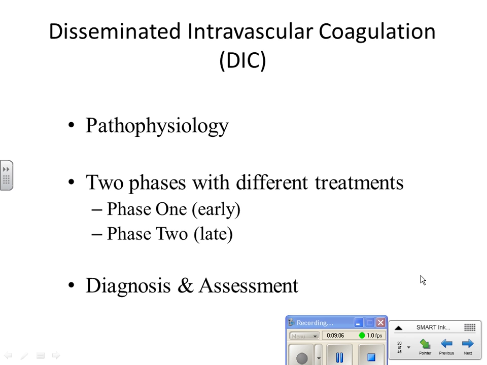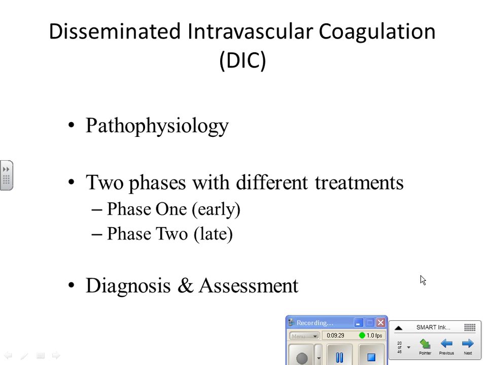So in those early stages of DIC, you're going to see an elevated D-dimer. And remember, we talked about that. The D-dimer is evidence that there's abnormal clotting happening somewhere in the body, and the body's trying to break them down, and so you have the products of fibrinolysis, of fibrin degradation, and so they'll have an elevated D-dimer oftentimes.